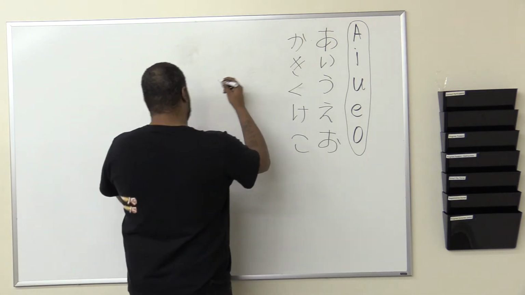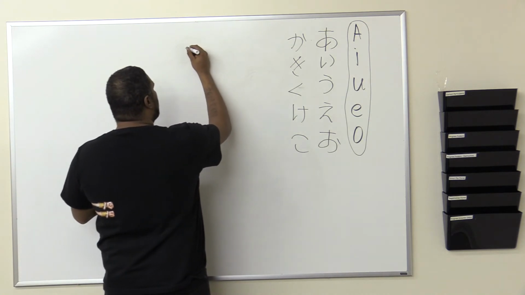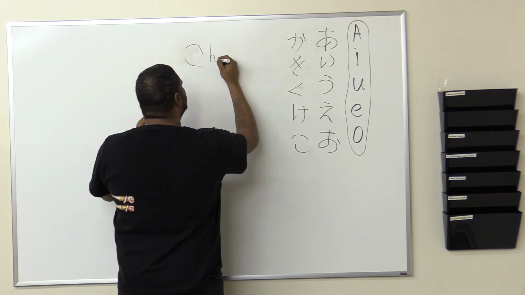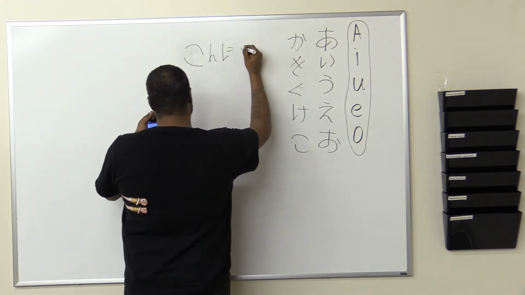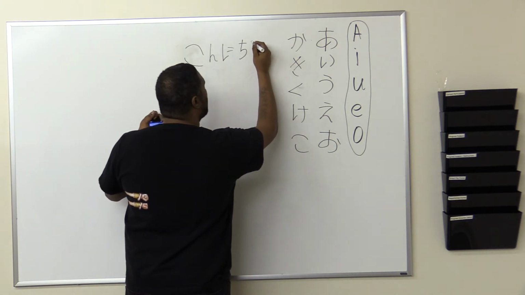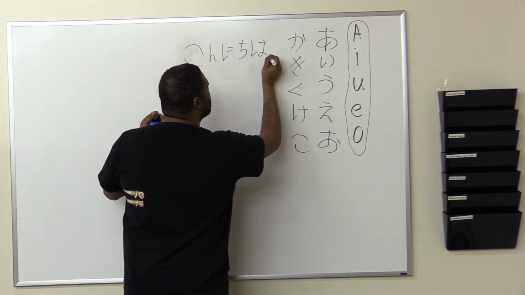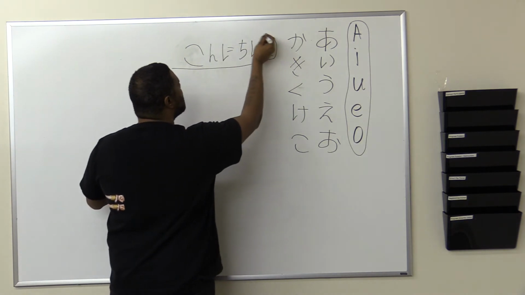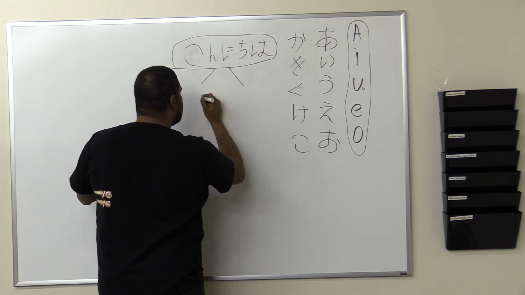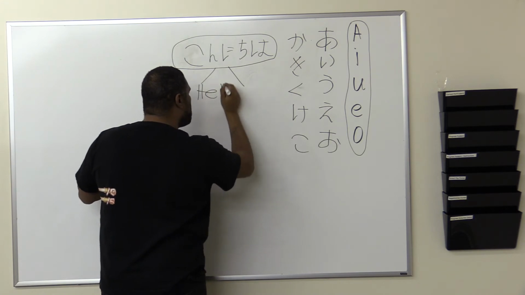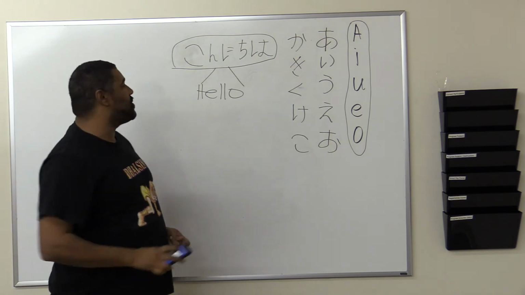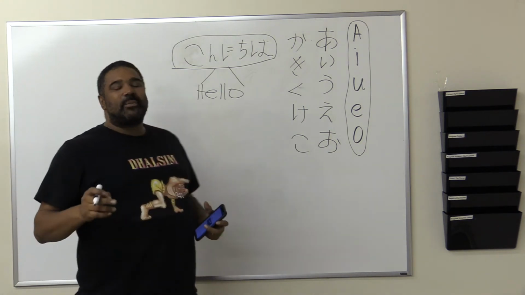So we're going to go along with Konichiwa. That's something that I think everybody knows. Ko, ni, and then you have chi. And then you have wa. Konichiwa is hello. That's Konichiwa.